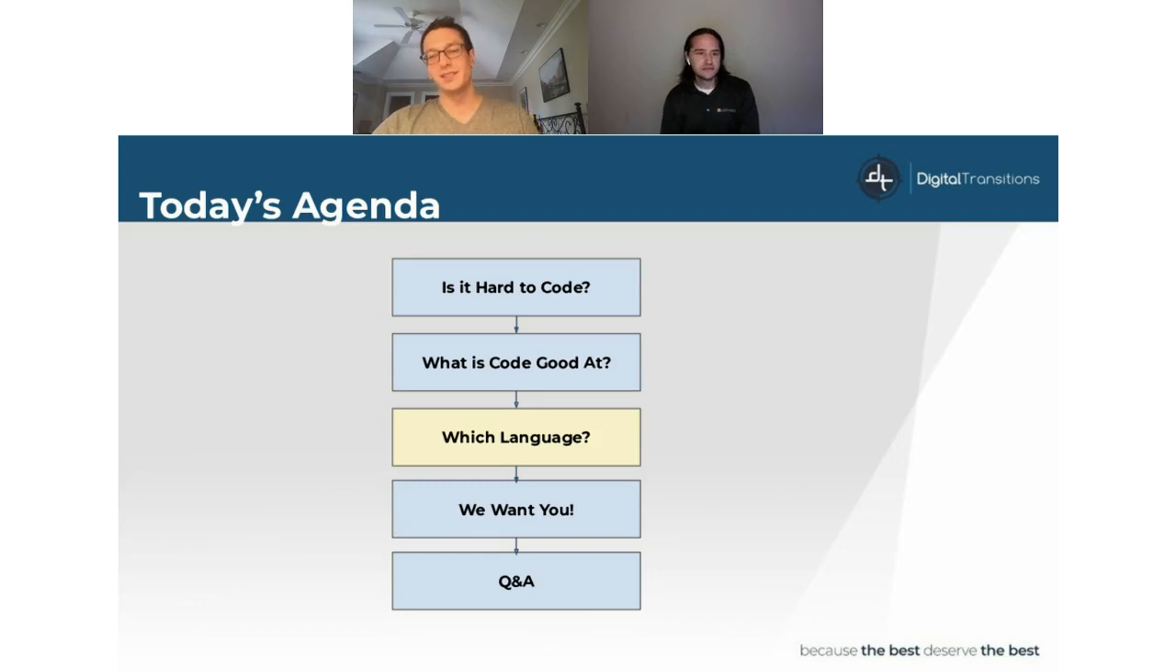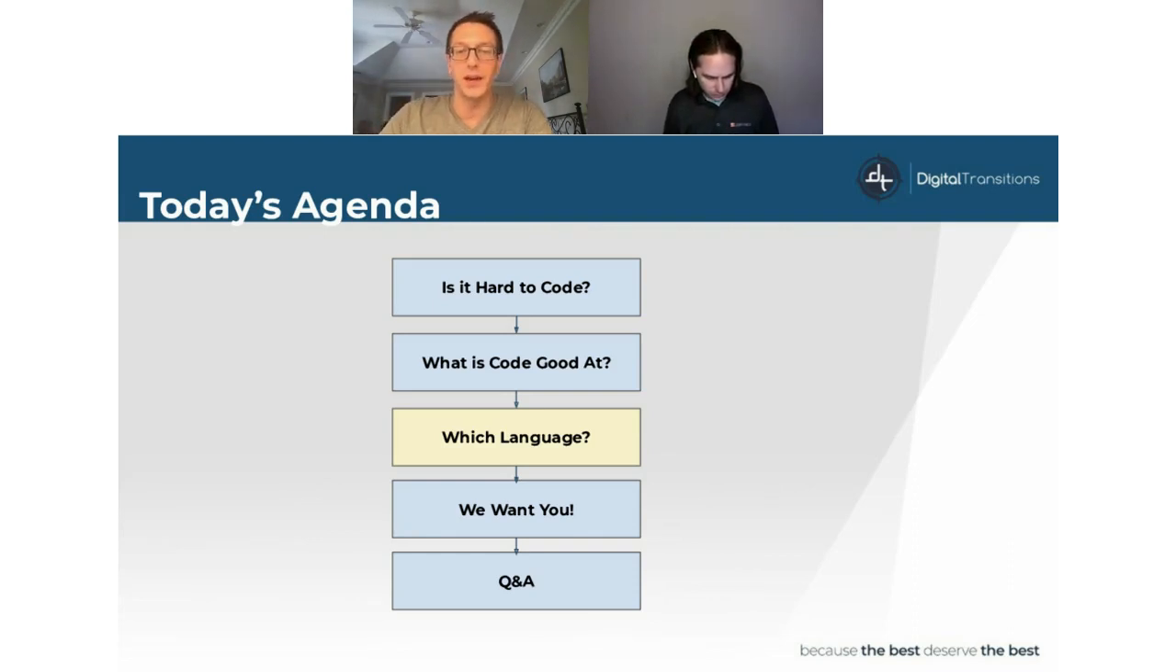So we've discussed, is it hard to code? And we've talked about what code is good at. Let's say that in the course of that, we've convinced you and you're already thinking of tasks that take you a lot of time to do. In fact, you're now confident that those clearly definable tasks are conducive to coding. Where to go next?